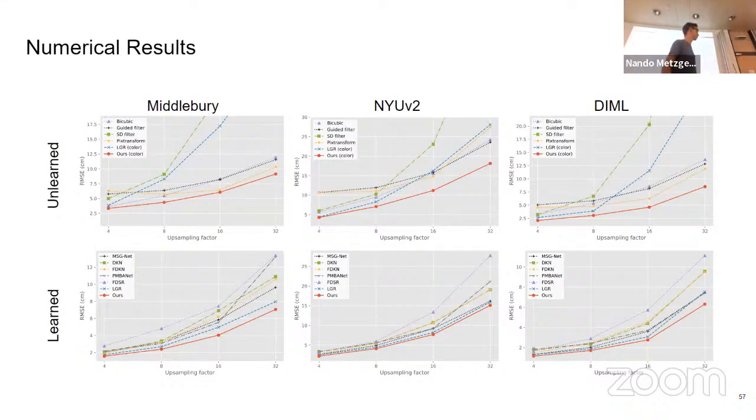We also tested it on 3 different datasets: Middlebury, NYU, and DIML. And then the unlearned version and the learned version. Without going into details about the numbers, the takeaway message is that in each case, we managed to outperform the competition.